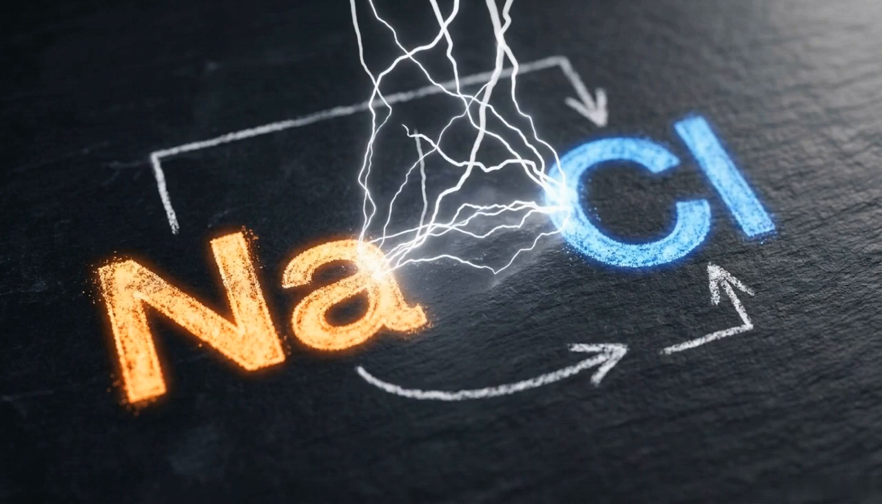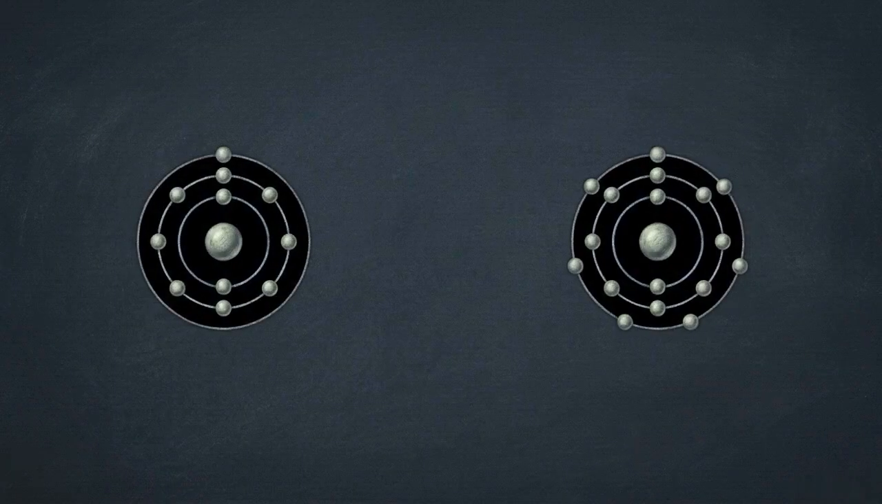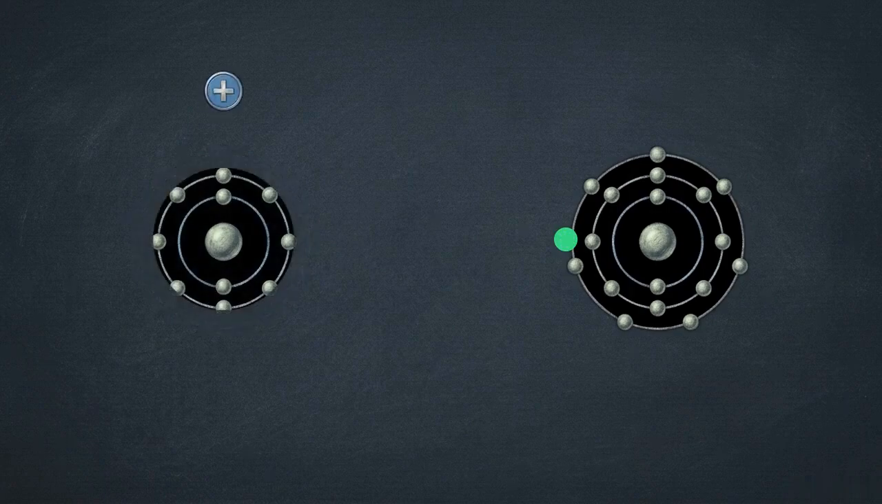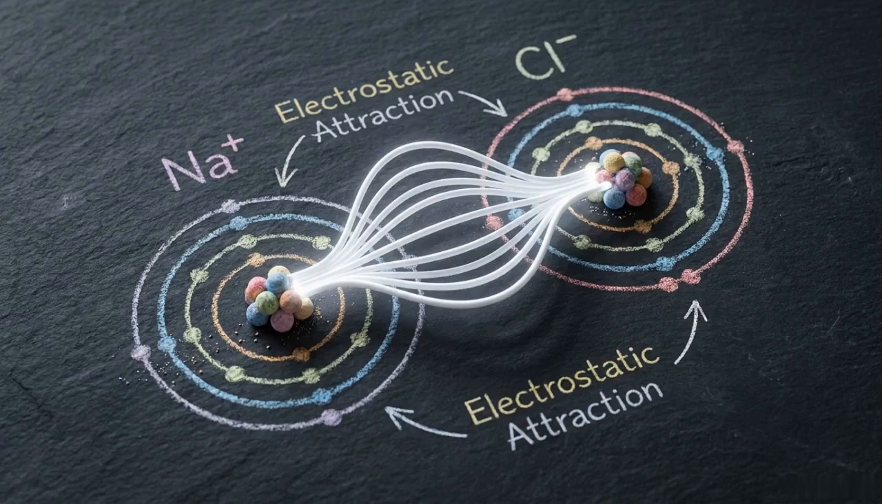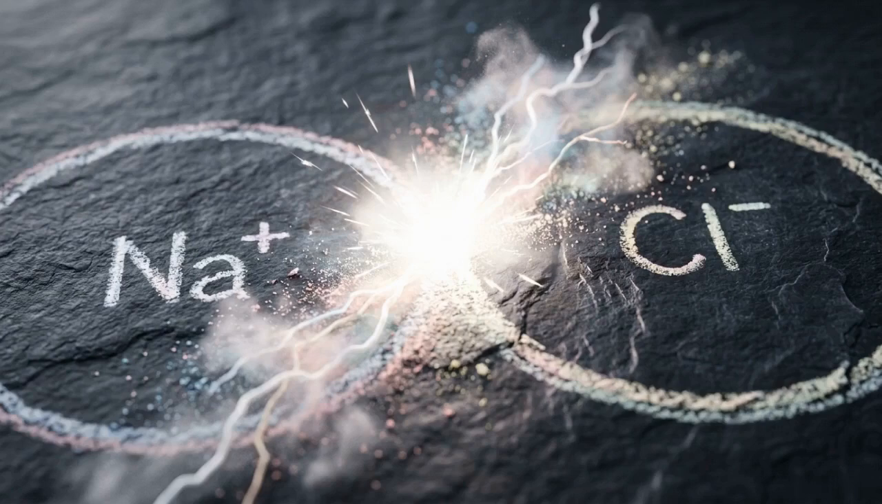Let's look at sodium and chlorine. As shown in this transfer diagram, sodium has one surplus electron in its M shell. Chlorine needs exactly one electron to complete its octet. Sodium transfers its electron entirely over to chlorine, leaving us with a positive sodium cation and a negative chloride anion. Because these two ions now hold opposite charges, they attract each other. This powerful electrostatic force of attraction is called an ionic bond.